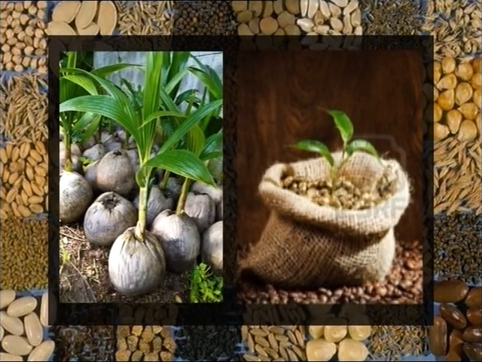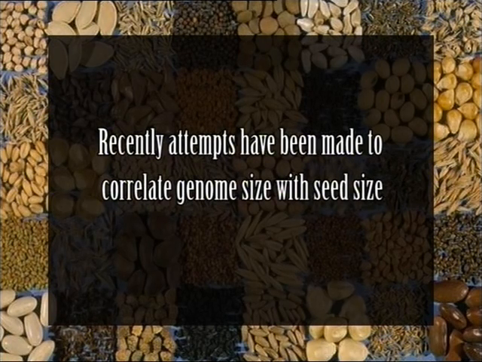In addition, large seeds cannot be physically borne on small plants because of the weight of the seed, which may partly explain the association between plant size and seed size, of course. Besides, behind the plant size and seed size correlation, there are common genetic components that determine the seed size, plant size and the size of other plant organs. And recently, attempts have been made to correlate genome size with seed size.